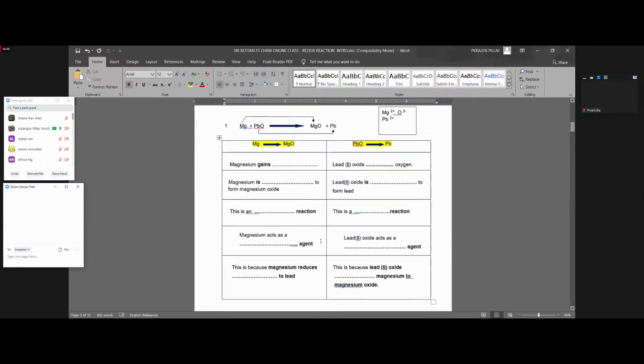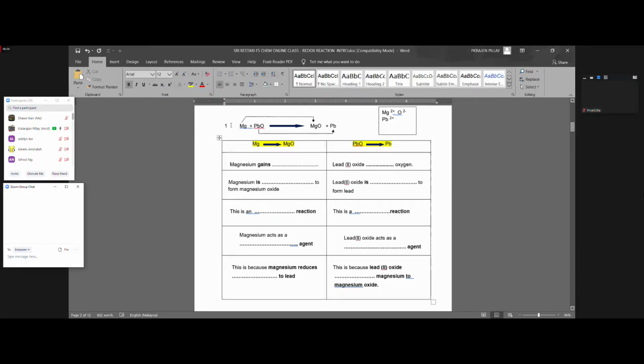Okay, ready? So let's look at the first part first. This is a redox reaction. How do you know it's redox? Okay, let's have a look first. I want you to concentrate. Magnesium, I put an arrow like that. Magnesium becoming MgO. I mean, magnesium has gained oxygen. Correct? Okay. And the other one is PbO becoming Pb. PbO loses oxygen. Can you see? Becomes Pb.